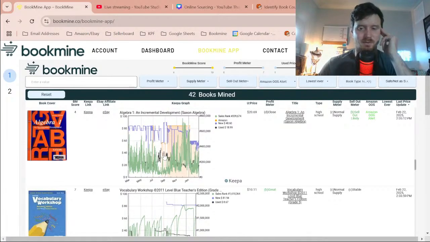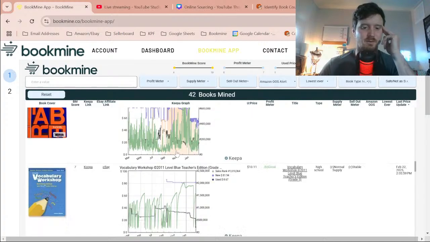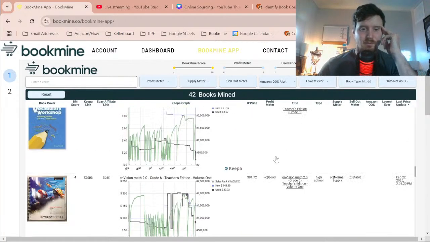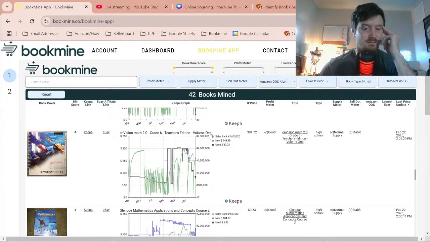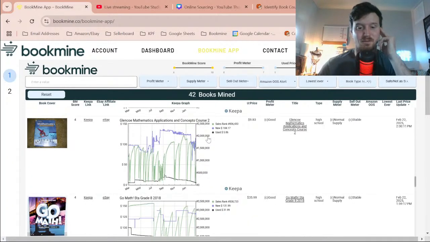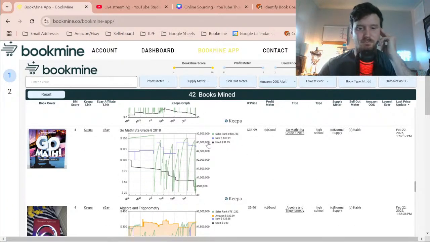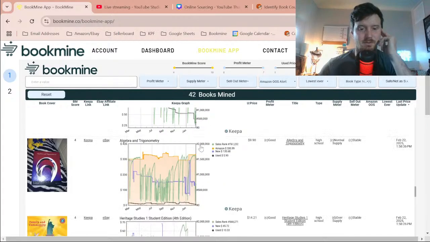This book pops off like crazy, but at $20.69 probably not, because it looks like it's about 40 right there. Let's see here. This one's not bad. At 10.11, looks like you might be able to get around the 40s, but at 10.11 you'd be good if you even hit it in the like 35. That one's good. Let's look at this one. We'll look at this one and then we'll call it good.